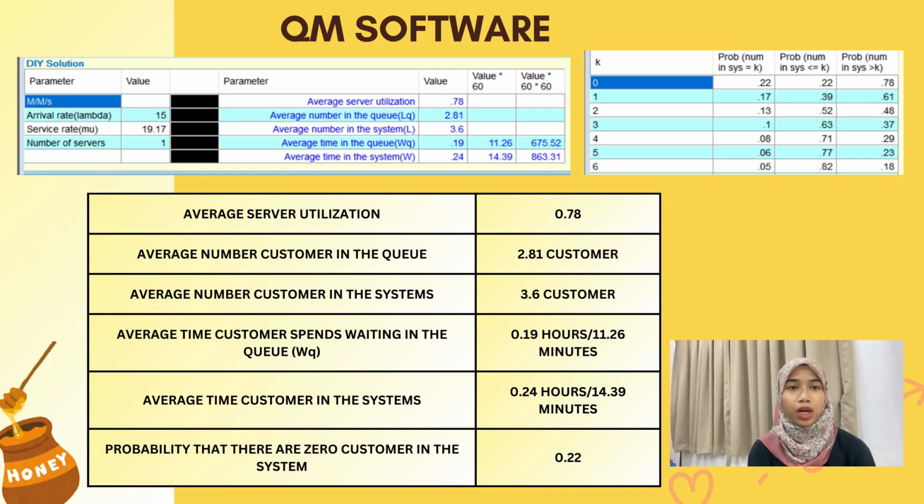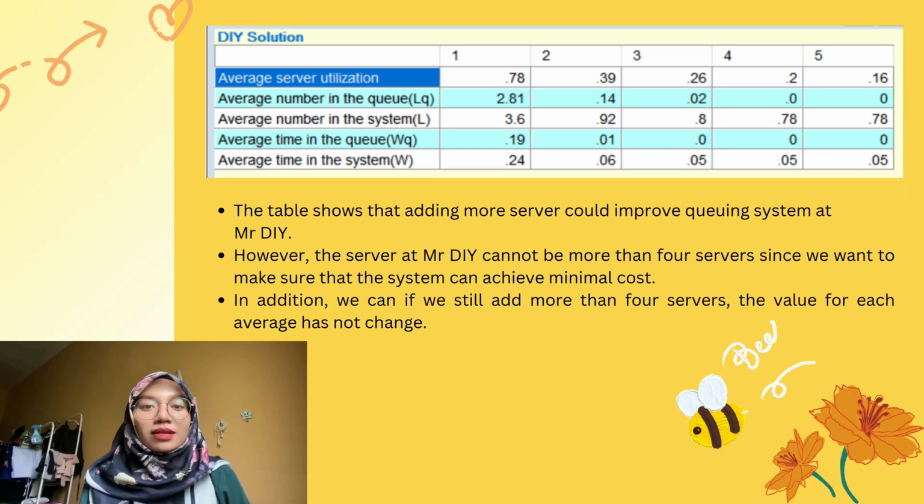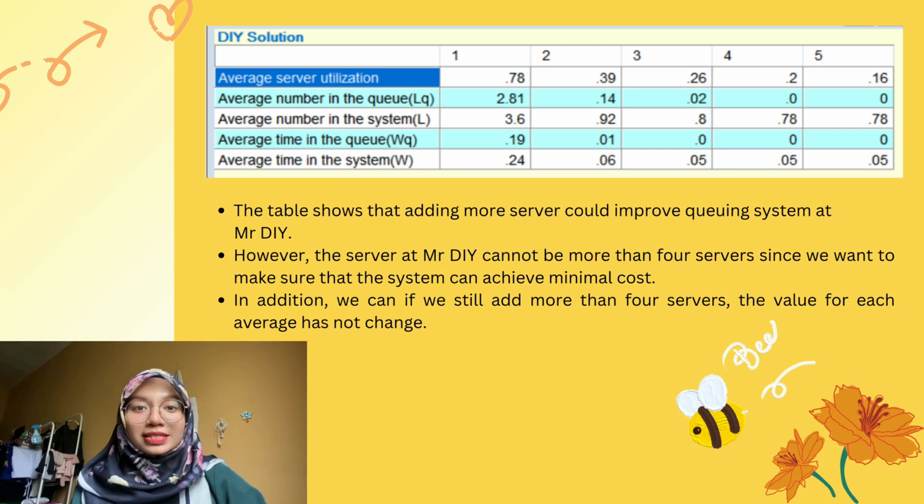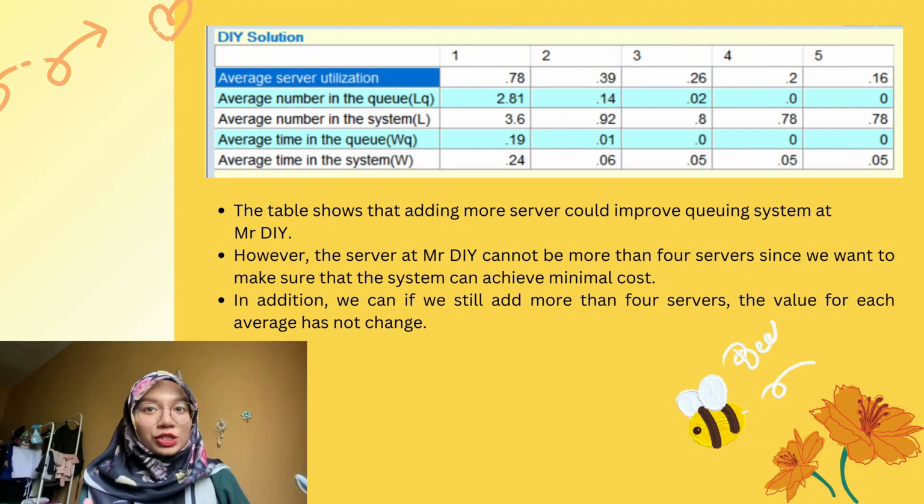So, what we can conclude from the output, these probabilities further demonstrate that the system is performing well but operating at a relatively high utilization level. So for this part, I will explain to you about this table. This table shows adding more servers could improve the queuing system at Mr. DIY. It is because, as we can see here, on the average server utilization, when we add more servers, it will decrease.